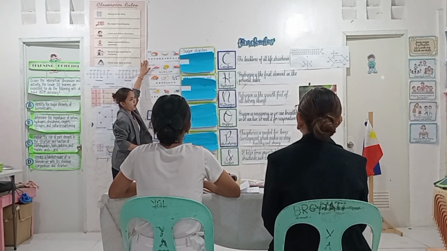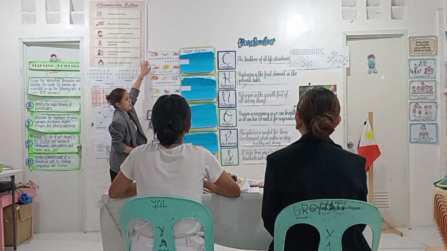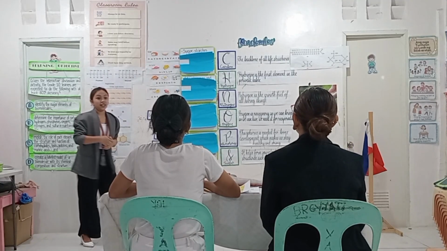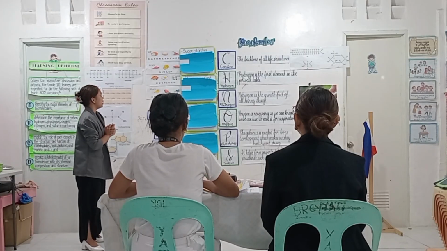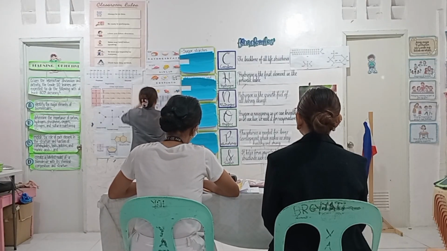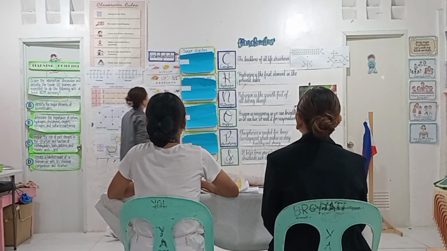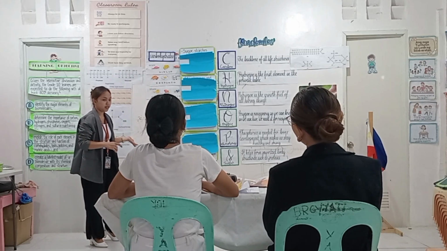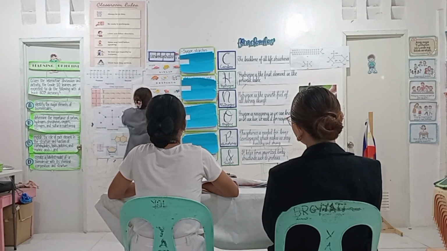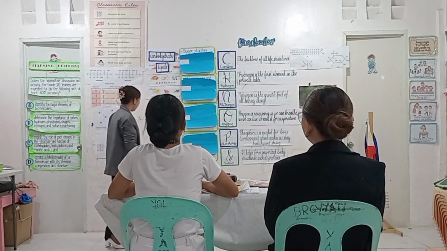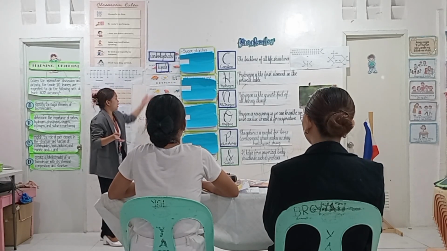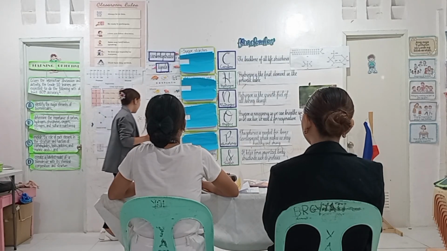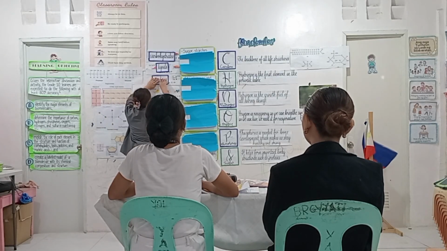So for the first one, what do you think is the keyword in these scrambled letters? Yes? Very good. It's carbohydrates. Now for the second one, what do you think is the keyword behind these scrambled letters? Lipids. Great job. It is lipids. And for the third one, what do you think is the keyword behind these scrambled letters? Protein. Proteins. Great job. It's protein.